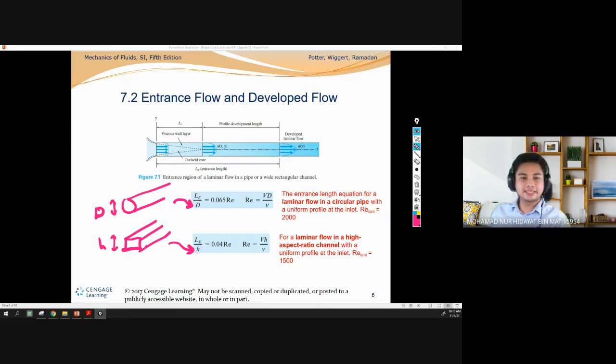Okay, so far you guys understand what I meant by this flow condition in the pipe, in the channel. Okay. You guys okay so far?